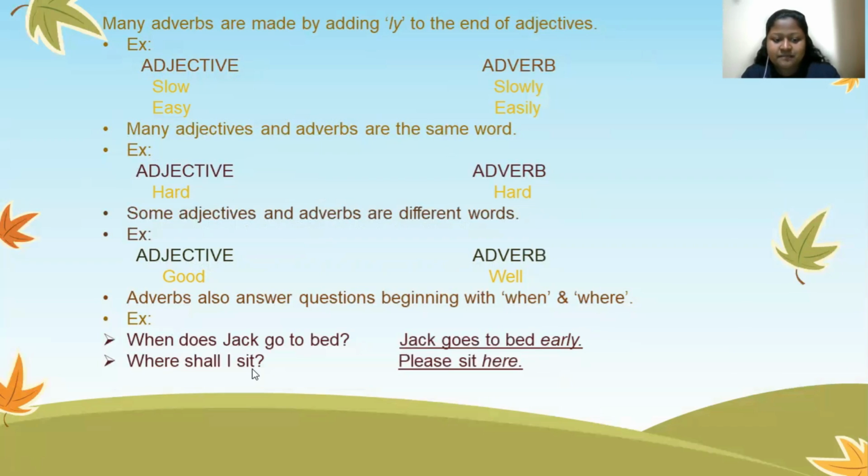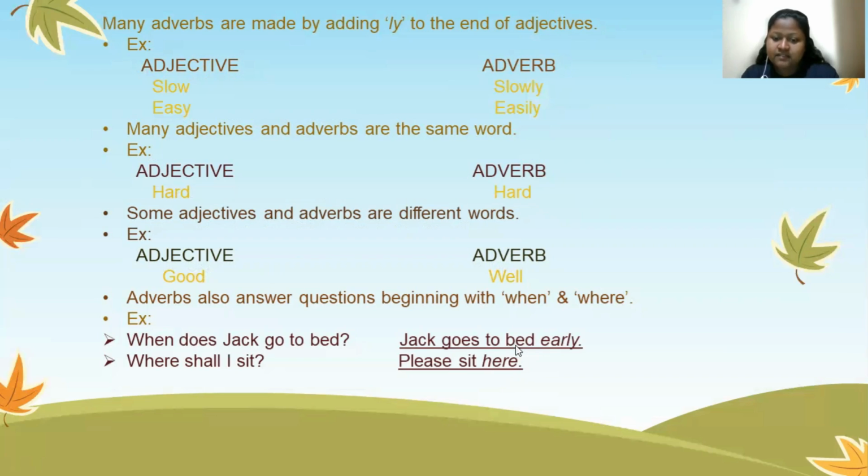Where shall I sit? The question is beginning with where. Please sit here. The verb is sit. And the word describing the verb is here.